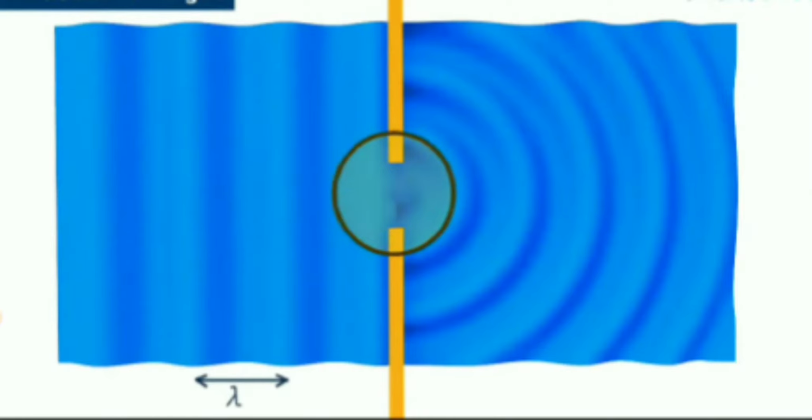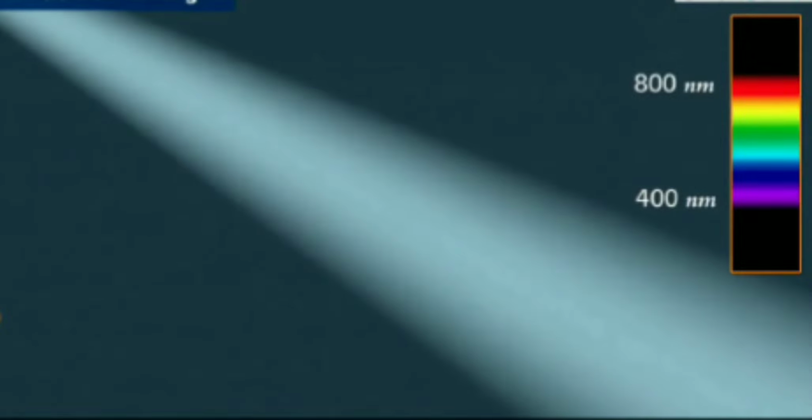The diffraction of waves depends on its wavelength. If the size of the obstacle or slit is of the order of the wavelength of incident waves, then diffraction occurs. Thus, this condition is also applicable to light waves. The wavelength of visible light is in the range of 400 to 800 nanometers.